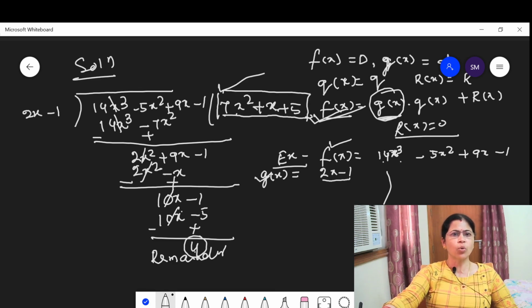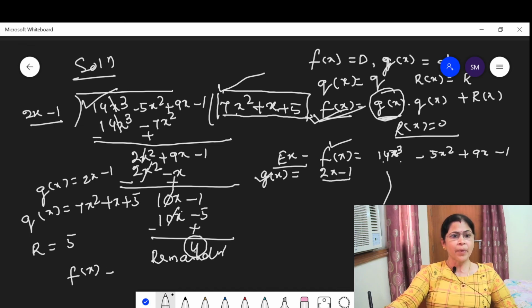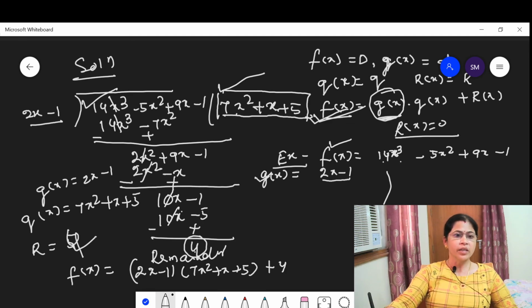This is the quotient. This is the divisor, this is the dividend. Here g(x) is equal to 2x minus 1, the quotient q(x) is equal to 7x square plus x plus 5, and the remainder r is equal to 5. Then this can be written as f(x) is equal to g(x) into q(x), which means (2x minus 1) into (7x square plus x plus 5) plus the remainder, here the remainder is 4, plus 4. This is the division algorithm of the given question.